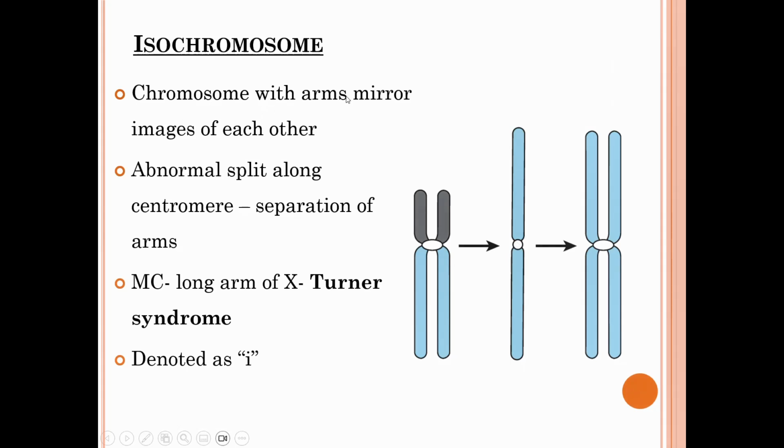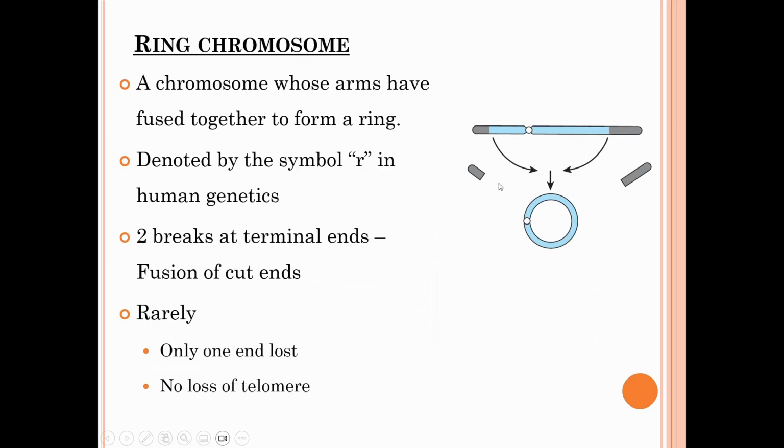Now isochromosome. So a chromosome with arms that are mirror images of each other. An abnormal split along the centromere, there is separation of the arms. You can see here the two arms were there, and now the split will happen in such a way that both arms are mirror images of each other. So the long arm of X, that is Turner syndrome. So this is an example of isochromosome.